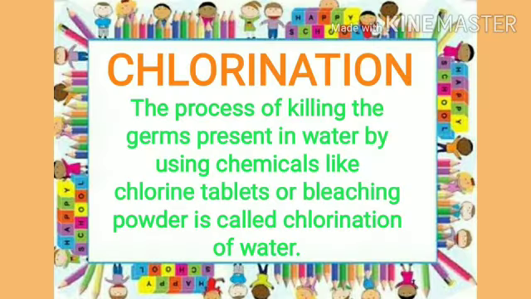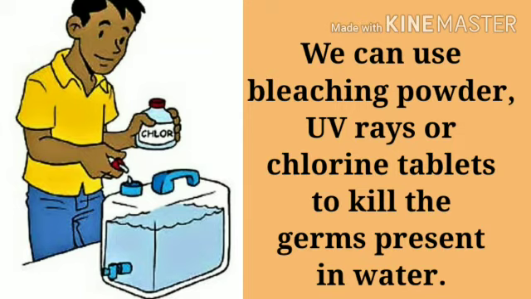The germs present in water can also be killed by using chemicals. So the next process is chlorination. It is the process of killing the germs present in water by using bleaching powder or chlorine tablets. We can use bleaching powder, UV rays, or chlorine tablets to kill the germs present in water.